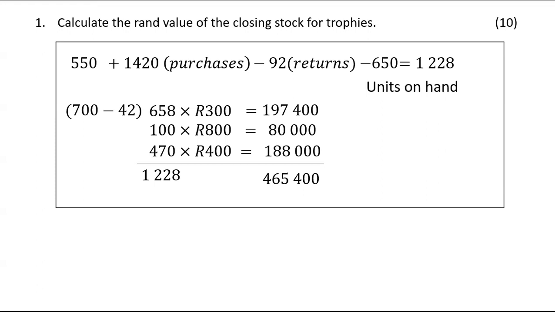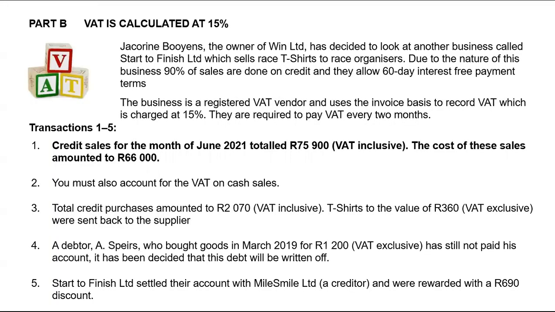Now let's go to part 2. Part 2 says that Jecorin Boisons, the owner of Win Limited, has decided to look at another business called Start to Finish Limited, which sells race t-shirts to race organizers. Due to the nature of this business, 90% of sales are done on credit, meaning that 10% were for cash, because we allow our debtors 60-day interest-free payment.